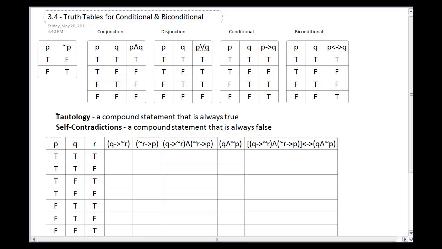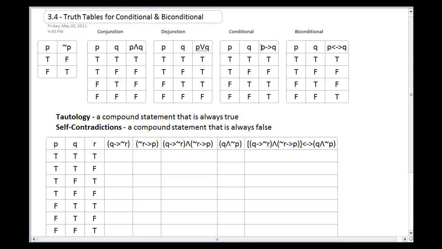Self-contradictions, on the other hand, are compound statements that are always false. If somebody says something that's self-contradictory, they've created something that's invariably false. So let's talk about conditional and biconditional, and then we'll analyze this rather large-looking truth table here at the bottom.